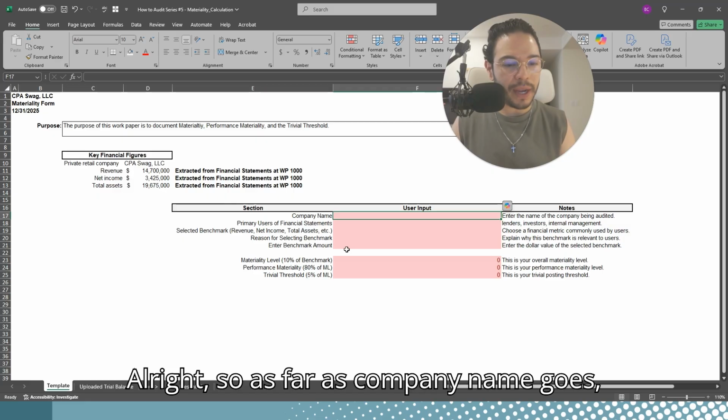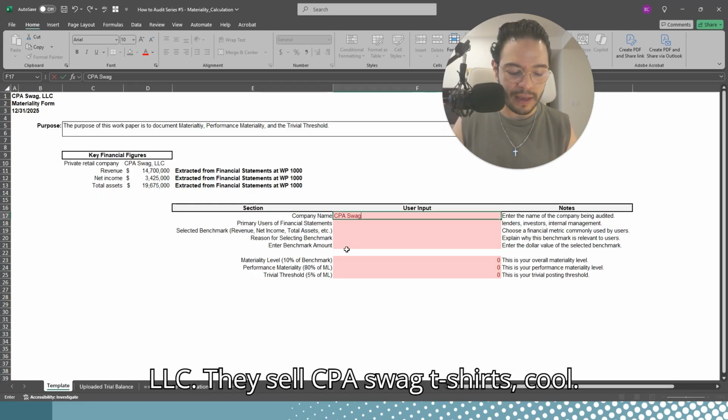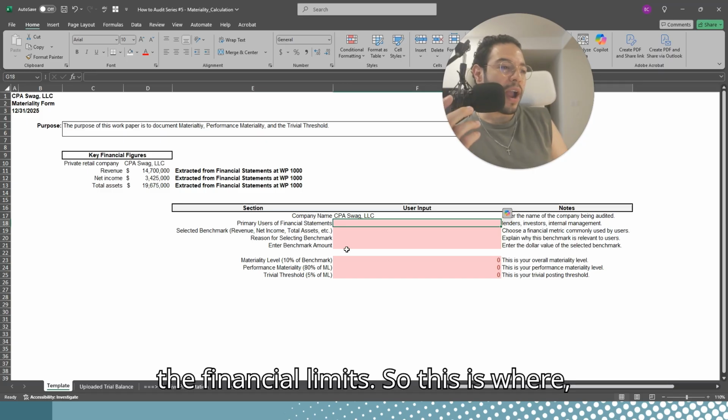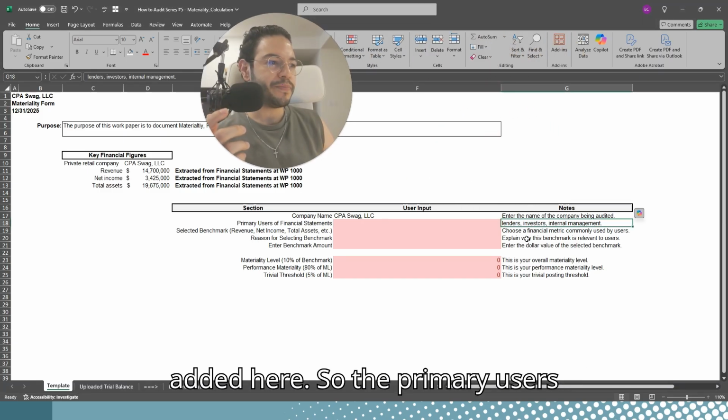All right, so as far as company name goes, the company name is CPA Swag LLC. They sell CPA Swag t-shirts. Cool. So we put that there. Primary users of the financial statements. And then as far as notes go, you can see here what the notes are, what I added here.